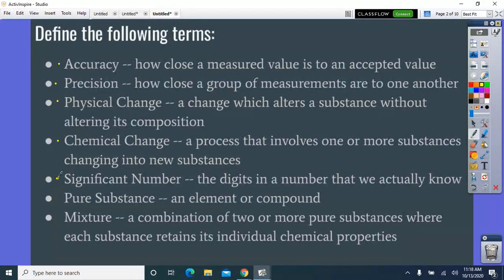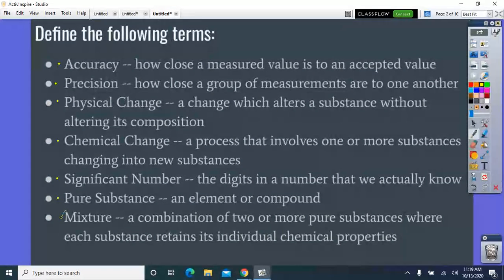A significant number is just the digits in a number that we actually know. So we have measured them. We can say these ones are significant. So a pure substance is something that at the chemical level is everything is the same. So it can be an element where everything is the same atom or element, like oxygen. Or it can be a compound where it's more than one element. So like water is two hydrogens, both of them bonded to one oxygen. But water, if it's pure water, everything all looks the same. It's all two hydrogens bound to one oxygen.